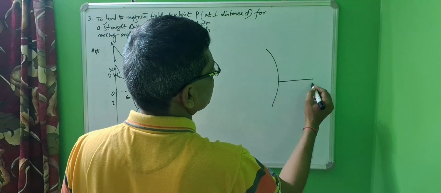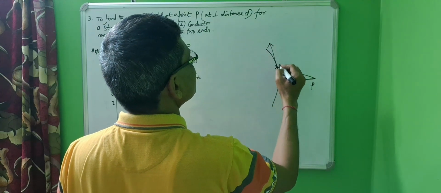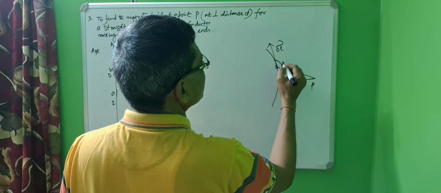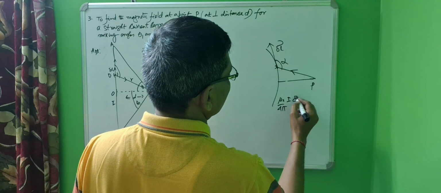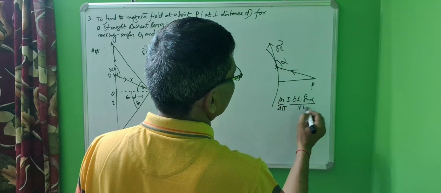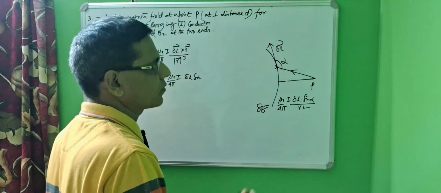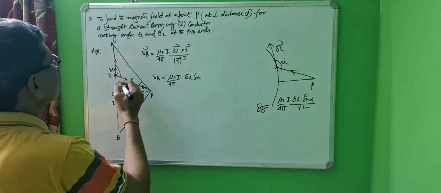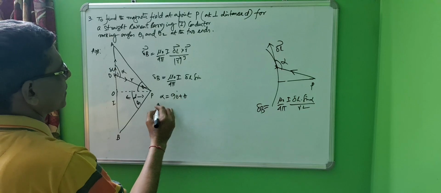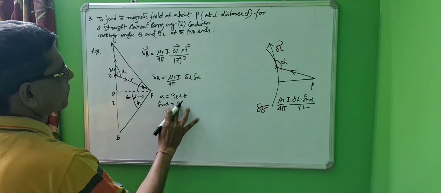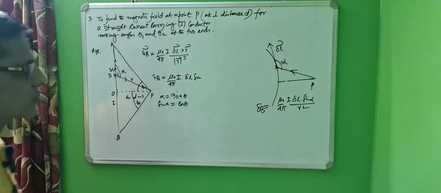Suppose this one is at P, so suppose this delta L is the tangent, so this angle is taken into account: delta B equals mu 0 upon 4 pi I delta L sine alpha upon R square. So this is delta B in the scalar form. Here suppose this angle is alpha, so alpha equals 90 plus theta, so sine alpha equals cos theta, since sine of 90 plus theta equals cos theta.